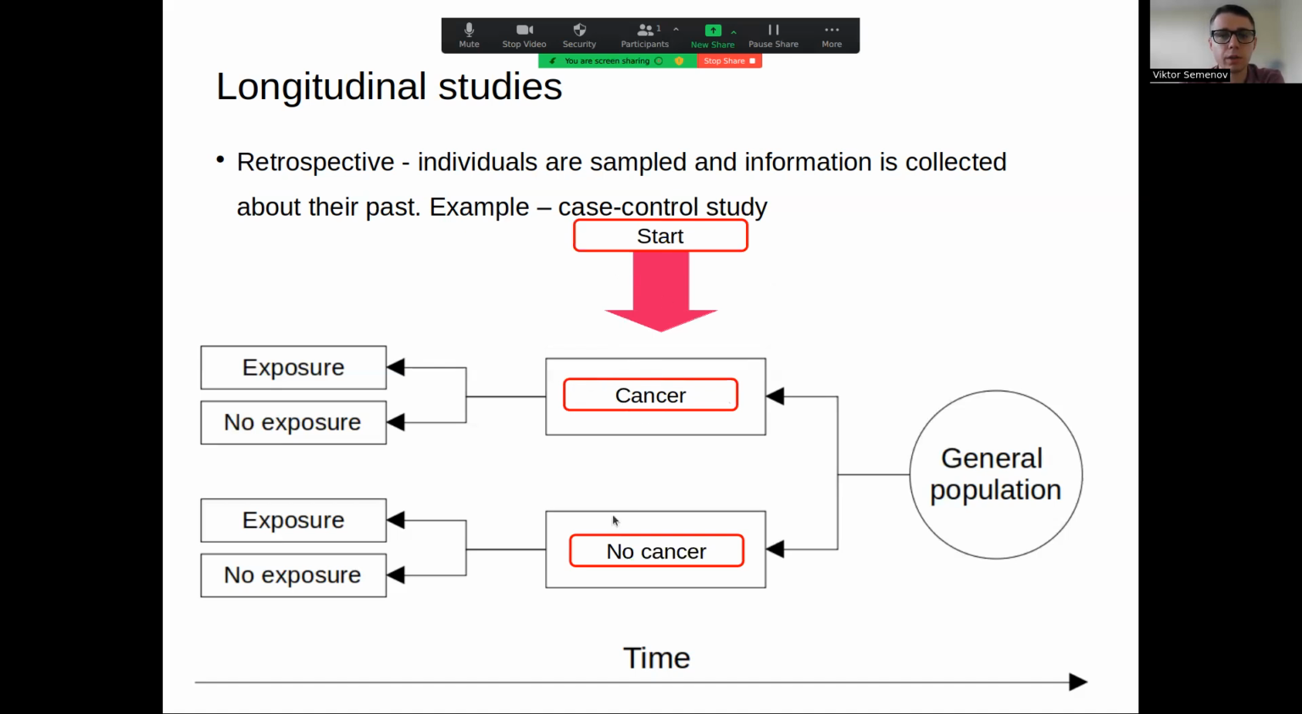Then we select, usually by random selection, some number of people without cancer, and then we check our hypothesis. So let's say that we don't know if smoking increases the risk of lung cancer, and we would like to clarify this using the design of a case control study. For this purpose, we will select patients with cancer, randomly select some number of patients without cancer, and then we will check, using the medical records or interviewing patients, how many of them did have the exposure, in this case smoking, and how many of them didn't have this exposure of interest. In this case, how many of them were not smoking.